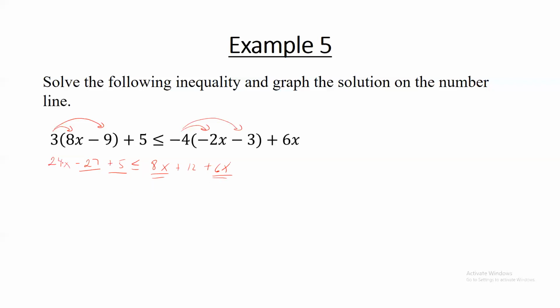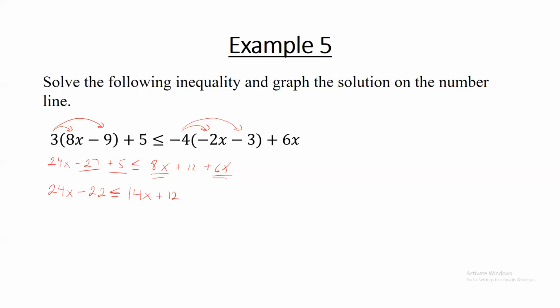Just like with equations, we can't combine the 24x with the 8x because these are not part of the same expression. The expression to the right of the inequality sign is not the same expression as what's to the left of the inequality sign. So we have 24x minus 27 plus 5 is minus 22 is less than or equal to 8x plus 6x is 14x plus 12.